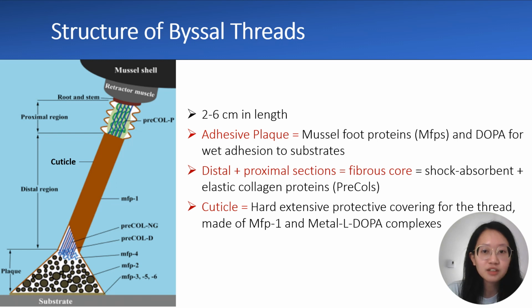The adhesive plaque consists of special adhesive muscle foot proteins known as MFPs and DOPA, a compound that mediates adherence to wet substrates. The distal and proximal sections make up the fibrous core, and this contains elastic and shock-absorbing collagen proteins known as precols. The cuticle is a hard, extensive protective covering for the thread, made up of MFP1 and metal L-DOPA complexes, which mediate adhesion and cohesion to wet substrates, as I will discuss in the next section.